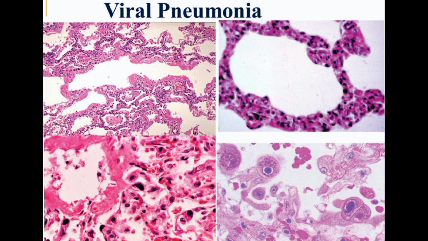The symptoms of viral pneumonia can be similar to those of bacterial pneumonia, including cough, fever, chest pain, shortness of breath, fatigue, and muscle aches. However, viral pneumonia may also cause symptoms such as sore throat, runny nose, and headache.